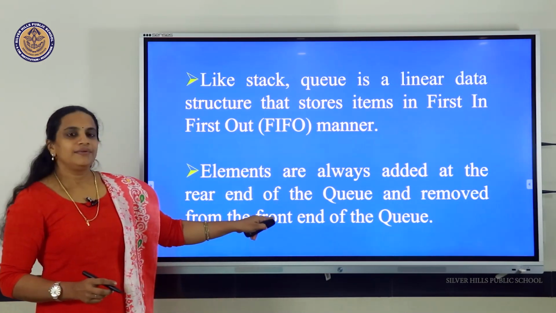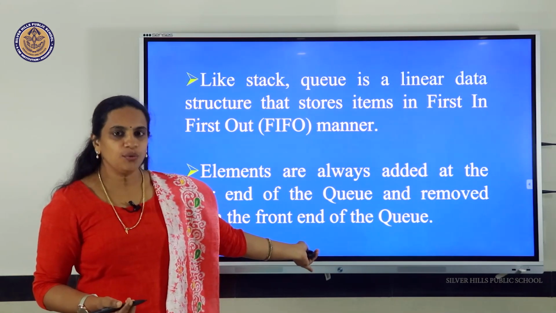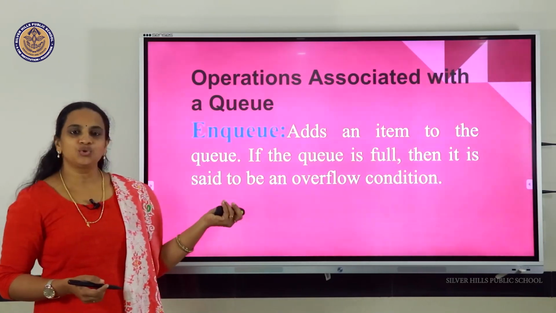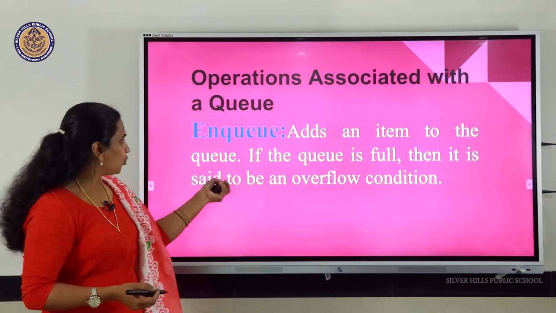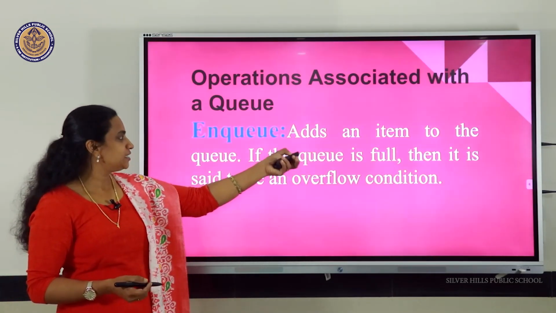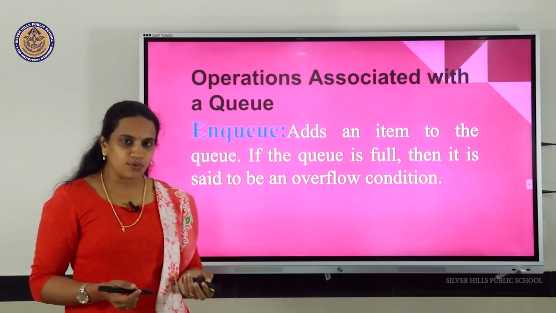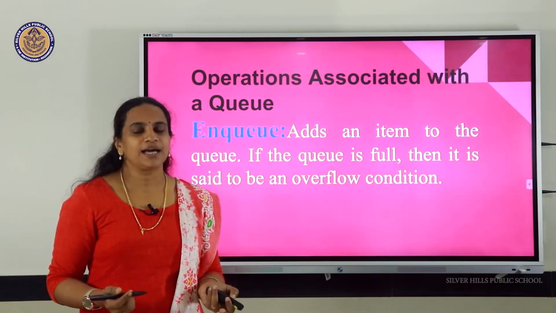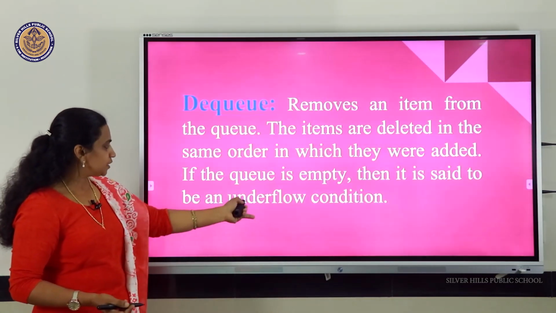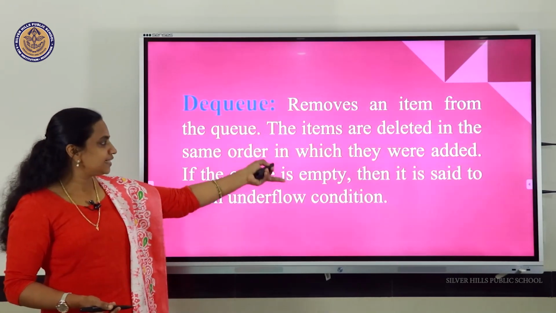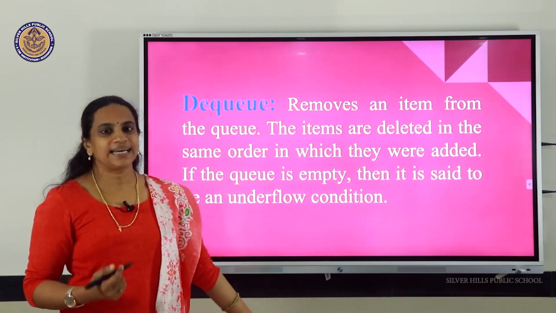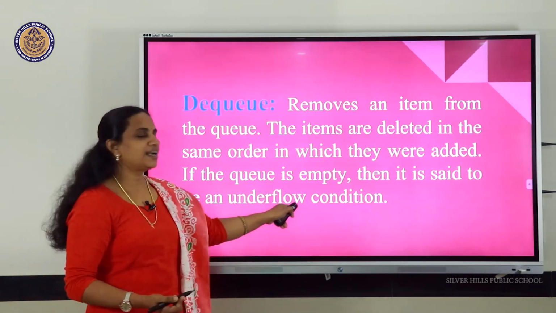And in queue, we can add elements at the end of the queue and we can delete element from the front of the queue. That is why I told you there are two operations associated with a queue, NQ operation and DQ operation. NQ operation means add an item to the queue. If the queue is full, we can't add any more item, that will cause overflow situation. And in DQ, there is a situation known as underflow. If nothing is there in the queue, that is when the queue is empty, and if we are trying to delete an element from a queue, that will cause underflow condition.